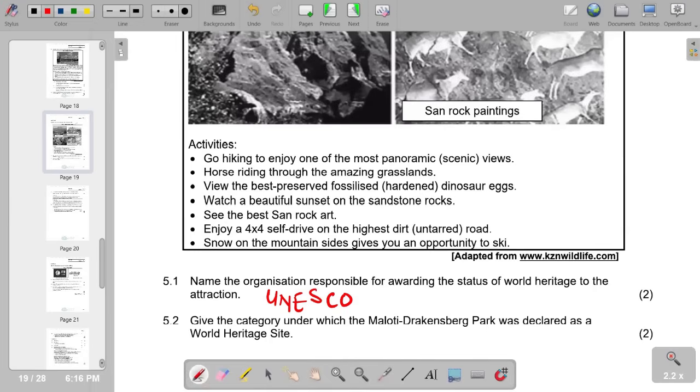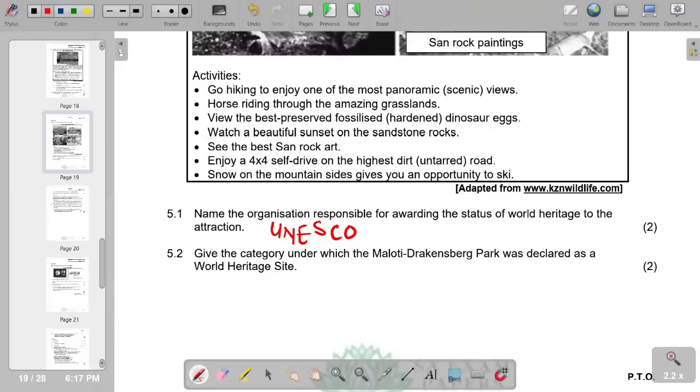We have UNESCO, and then on the second part, give the category under which the Maloti Drakensberg Park was declared as a World Heritage Site. So obviously, we are supposed to refer to the picture. So it is criterion B. Then moving on to the next part, which is 5.3.